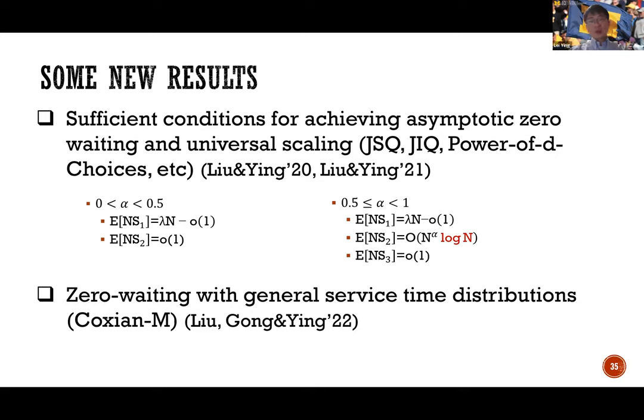And when alpha is between 0.5 and 1, then basically the state has two dimensions. One is the number of busy servers, right? It's close to lambda n. And the number of servers which have a waiting job is roughly of order n^alpha times log n, okay? And the number of servers which have two waiting jobs is almost negligible, order 1 versus, okay?